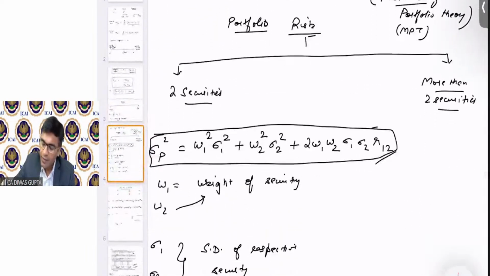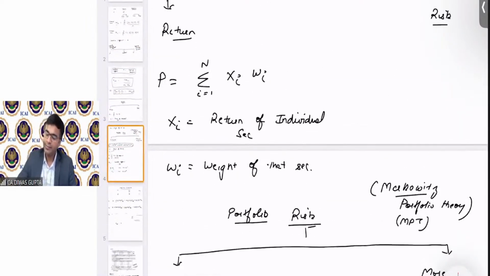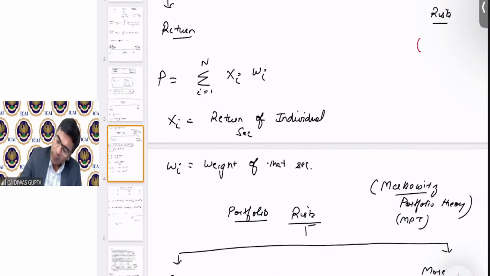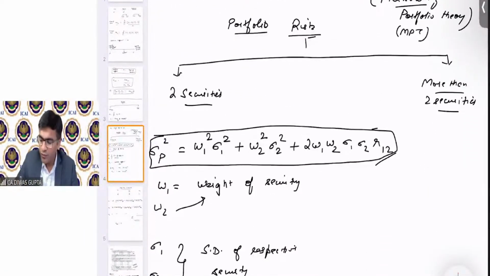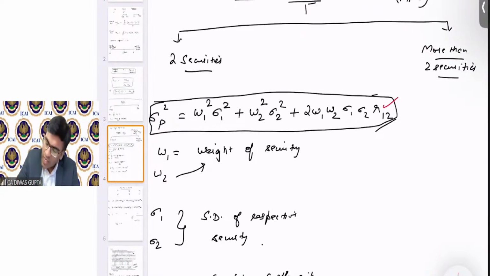For portfolio risk, we said that under Markowitz portfolio theory, since we are going ahead with the concept of R, the concept of one security's variability with another security, we were supposed to calculate the portfolio risk basis these formulas, which use R or covariance, right?